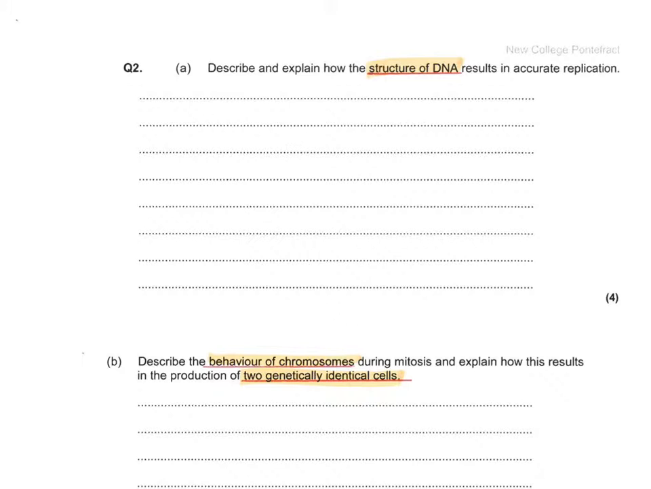The hydrogen bonds which hold the chains together are weak, allowing the strands to separate. That leaves the bases exposed, which can act as templates. It's the bases that act as templates, not just the strands. What happens then? Free DNA nucleotides come along and you have complementary base pairing, A with T, C with G. And then you've got a new DNA molecule formed with one original strand and one new strand.